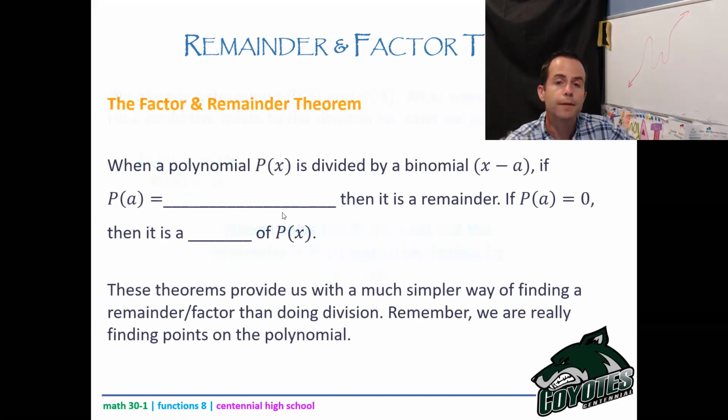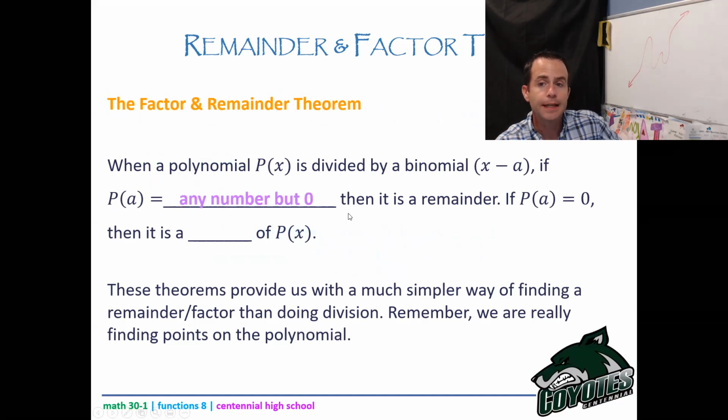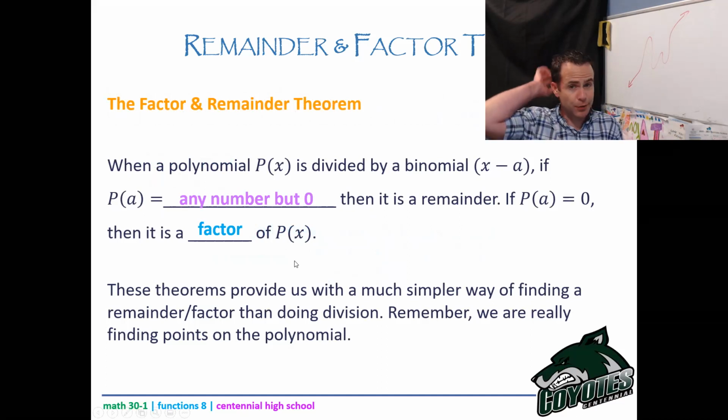Okay, so the factor theorem and the remainder theorem. When a polynomial p of x is divided by a binomial x minus a, if p of a is what, then it is a remainder. Well, if p of a is any number but 0, then it's a remainder. But if P of A is 0, then it's a factor, okay? So the remainder theorem and the factor theorem are essentially the same theorem.